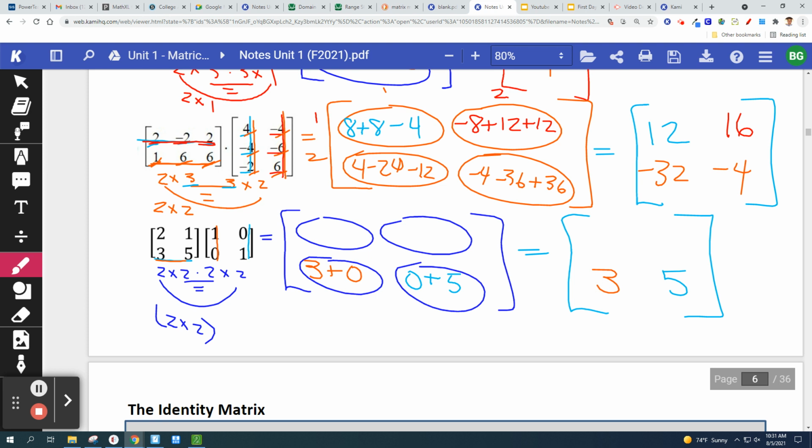You don't have to go in order, and I might only ask you for one of the entries. Maybe I don't ask you to do the whole thing. Maybe I just ask for the third row and the fourth column or something like that. Okay? So now let's just do 1, 1.